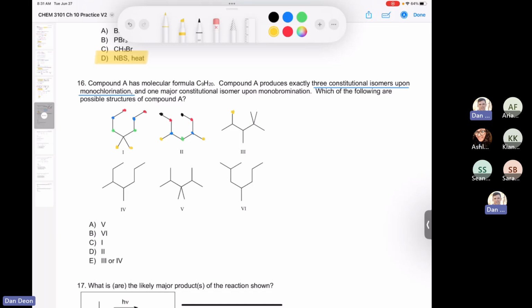We could chlorinate here. We could chlorinate here. We could chlorinate here. We could chlorinate here. And I'll use my black pen. We could chlorinate at these positions. Okay, so that one also you have 1, 2, 3, 4, 5 possibilities. So for this one, there's 4 places.